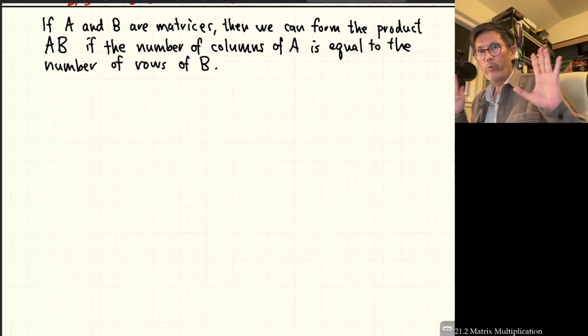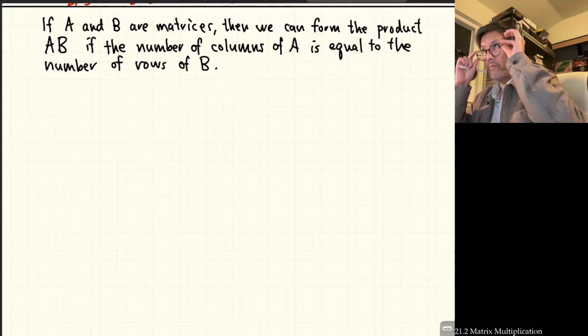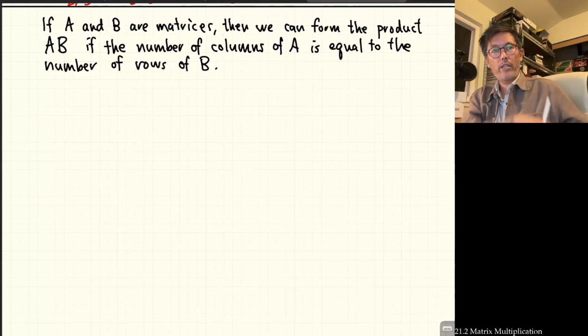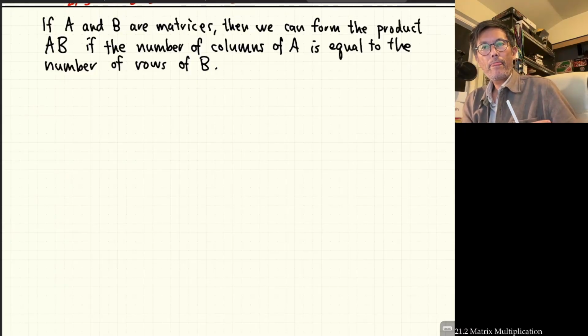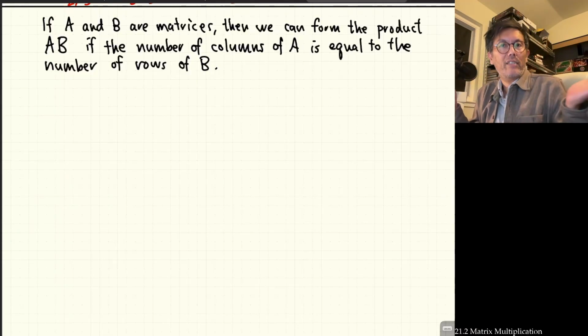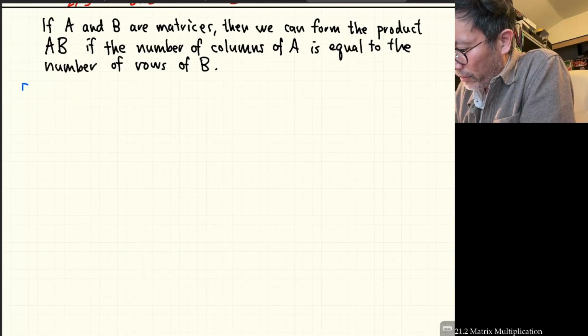Okay? This is the only time we can do it. So if A and B have, if this is not the case, if the number of columns of A is different from the number of rows of B, then we cannot form the product of A and B. It doesn't make sense. It's undefined. Let me give you an example of what I mean by this.